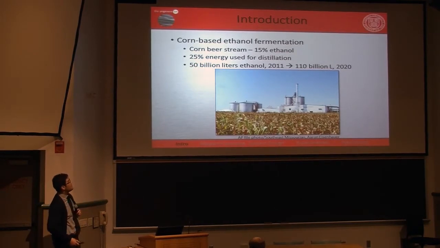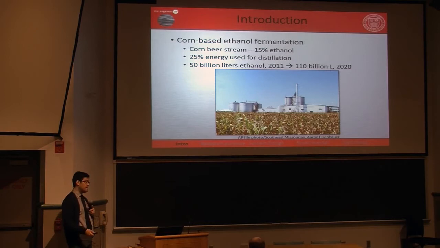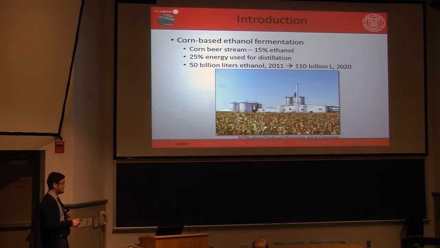basically 6 times more volume in this corn beer stream that's used to do the distillation to make this pure product of ethanol. And through doing distillation, you actually end up losing about 25% of your energy that's going into it in order to separate this ethanol to a pure product stream.